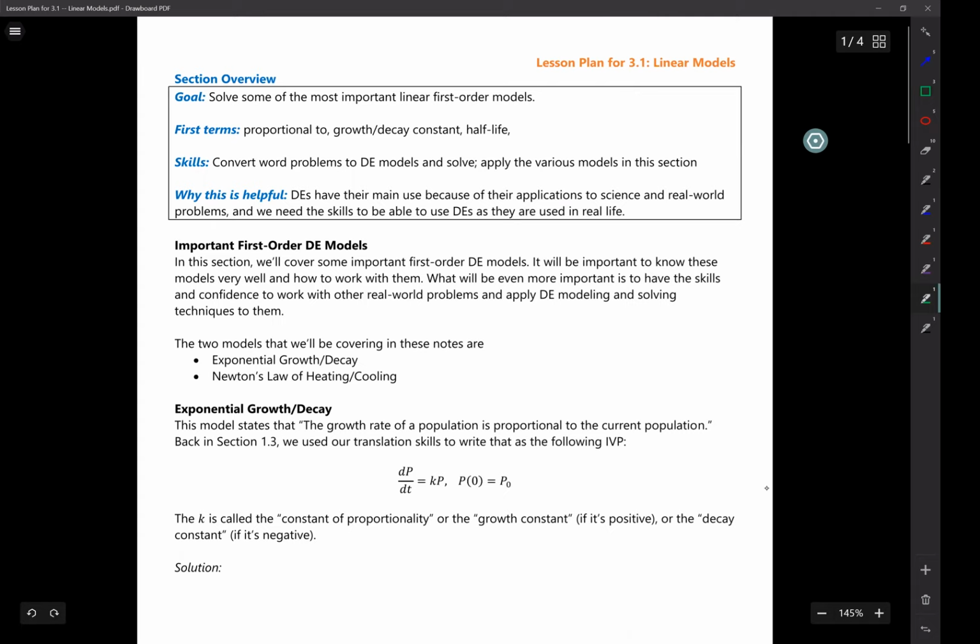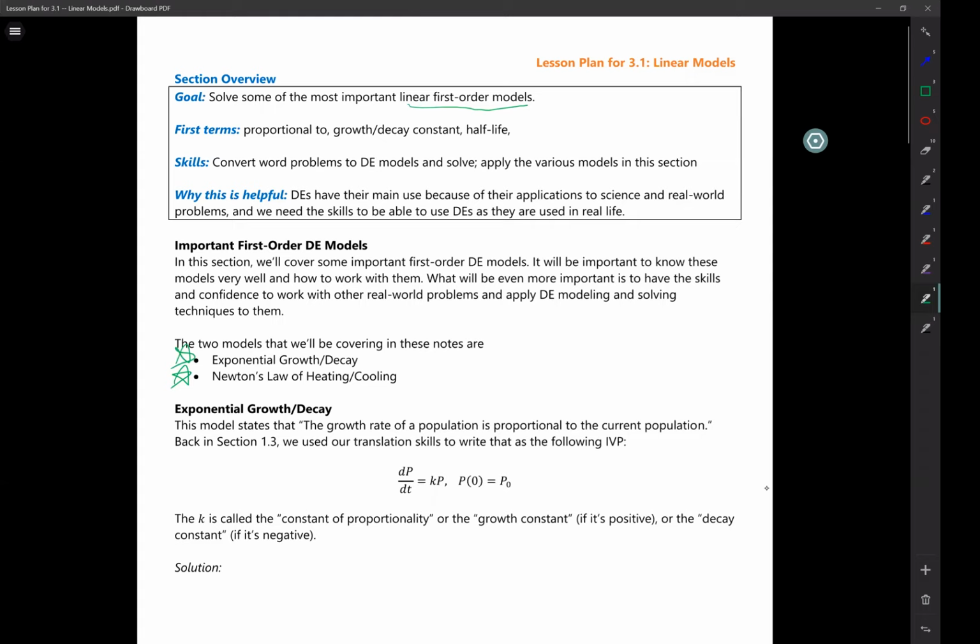The ones that we're going to go over, we covered a little bit when we did 1.3, when we just did some terminology and stuff like that. But basically the main ones we want to do today are exponential growth and decay and Newton's law of heating and cooling. Now on the homework, I asked you to do a couple more as well.